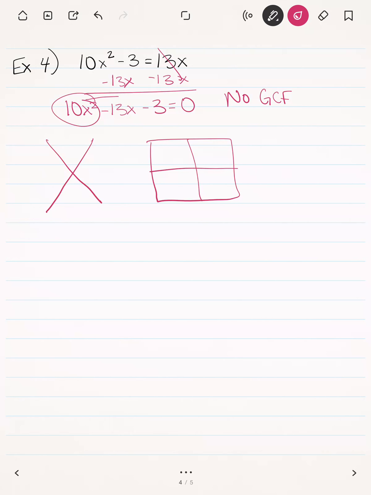So 10x squared times a negative 3. I get a negative 30x squared. Negative 13x goes on the bottom. What can I multiply to get a negative 30x squared, but add to get a negative 13? Or subtract to get a negative 13. Okay, so I do 1 and 30. Any way that goes, I can't get a negative 13. 2 and 15. Well, if I make the 15 negative, I can get that negative 13. So I have a 2x and a negative 15x. Then I go to my box. 10x squared, negative 3. I get a 2x and a negative 15x.